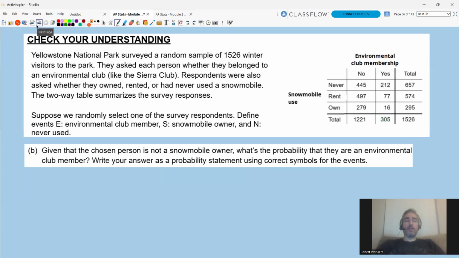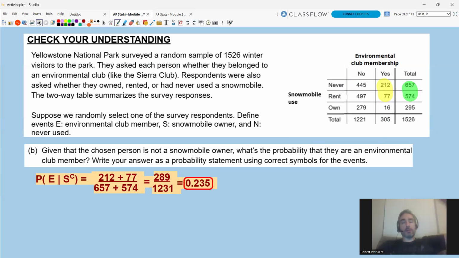Part B. Given that the chosen person is not a snowmobile owner, what's the probability that they are an environmental club member? Write your answer as a probability statement using correct symbols for the events. So we're given that they're not a snowmobile owner, which means that it's one of these two here, 657 or 574, never or rent. The probability that they are in an environmental club from those are going to be these 212 and 77 divided by the overall here. So that's going to look like this: 212 plus 77 divided by 657 plus 574. We'll want to add the tops and bottoms separately, and you'll get about 0.235.